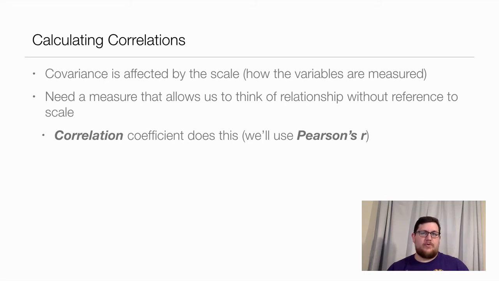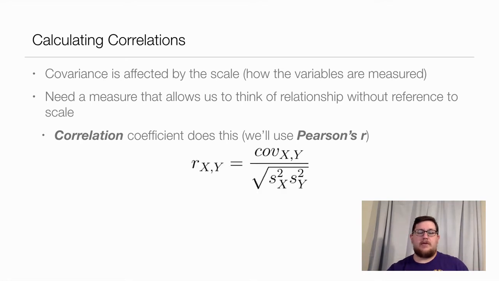There are other versions of correlation coefficients, but this is the one that's going to satisfy our purposes in this class. And here it is. That's it. So Pearson's r, the correlation between x and y, is equal to the covariance, which we calculated on the last slide, which is just the sum of the product of the two deviations divided by n minus 1.